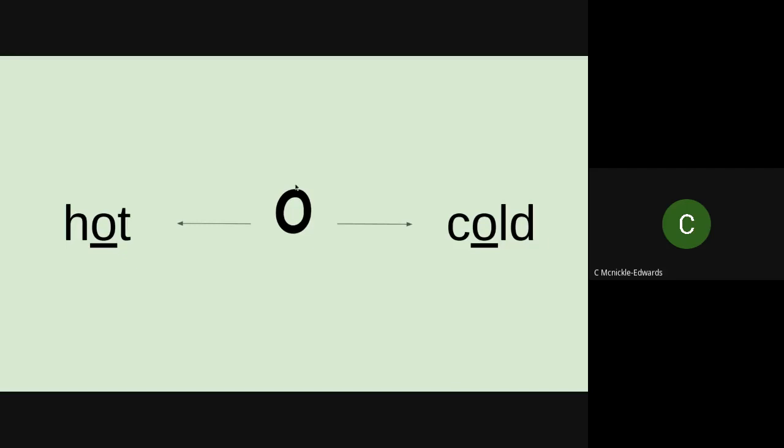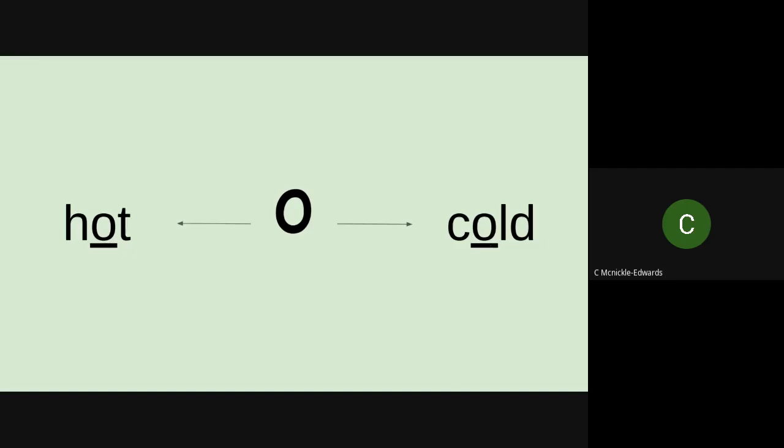So we know that this letter makes the short o sound. If we look at the word hot, it makes the short o sound. But if we look at the word cold, it doesn't make sense that way. We pronounce this as the long O sound, so cold, cold. So the letter O makes either the short o sound or the long O sound.